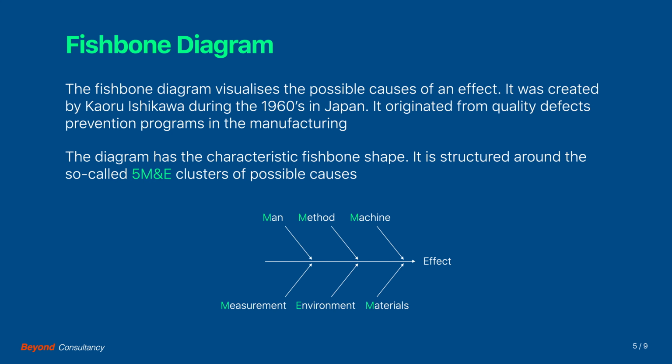The fishbone diagram has the characteristic fishbone shape. It is structured around the so-called 5M and E clusters of possible causes. This acronym stands for machine, man, method, materials, measurement, and environment. Let's investigate this in some more detail.